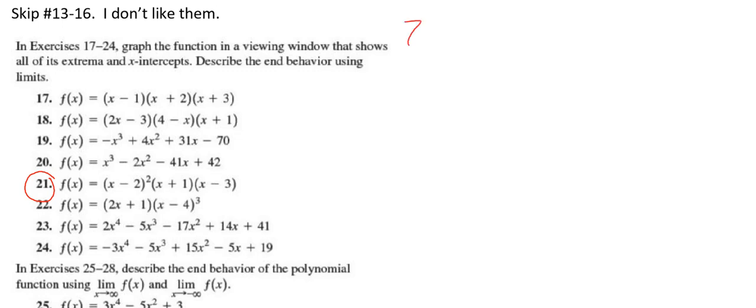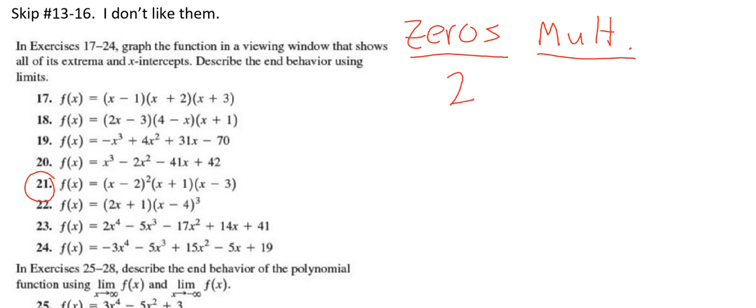So what are the zeros on question 21? We got a 2, a -1, and a 3. Now, what are the multiplicities of those? 2, and a 1, and a 1, right? I'm looking at the exponents, folks. You should probably find the leading term. You should probably sketch the graph. Okay? Do that right now. Find the leading term and sketch the graph. And then we'll talk.